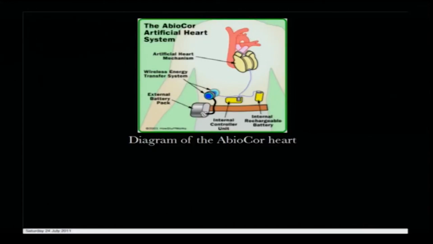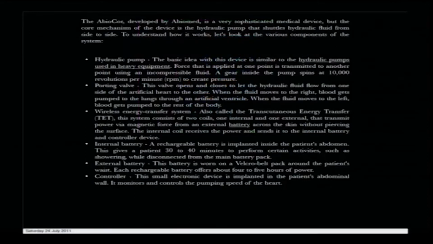This is under the extreme situation. Your heart is not functioning. It has internal rechargeable batteries, an internal control unit, and wireless energy transfer systems, where you can see an artificial heart mechanism. This is where it is functioning. Just like those four chambers are functioning, you have exactly the same module here in the artificial heart.